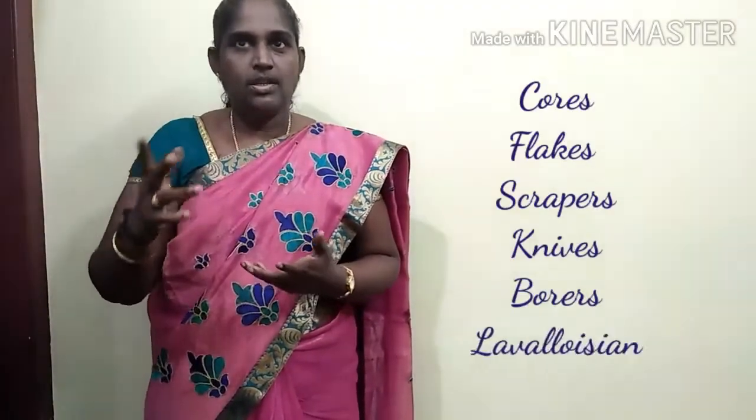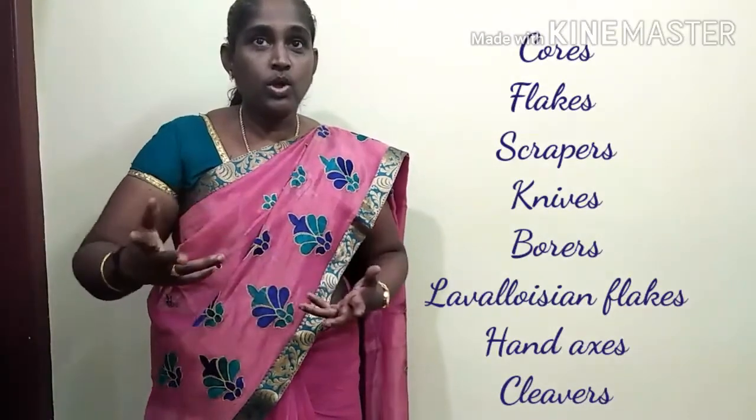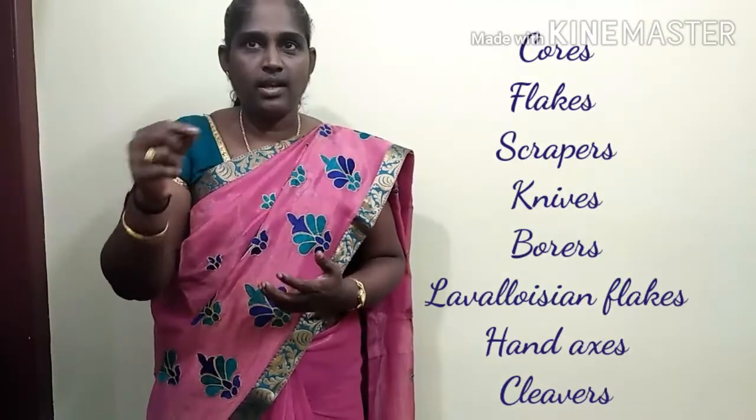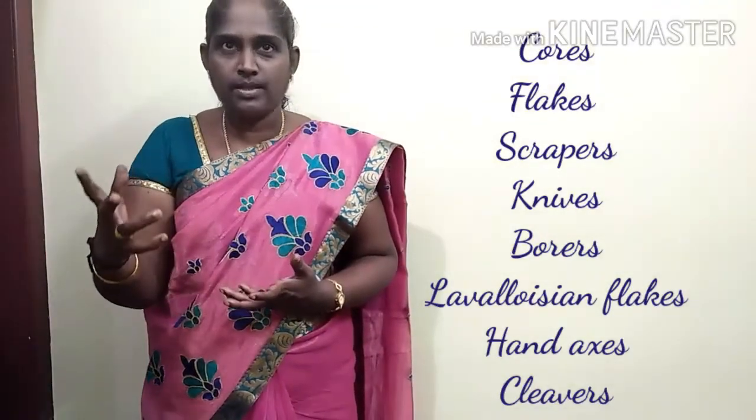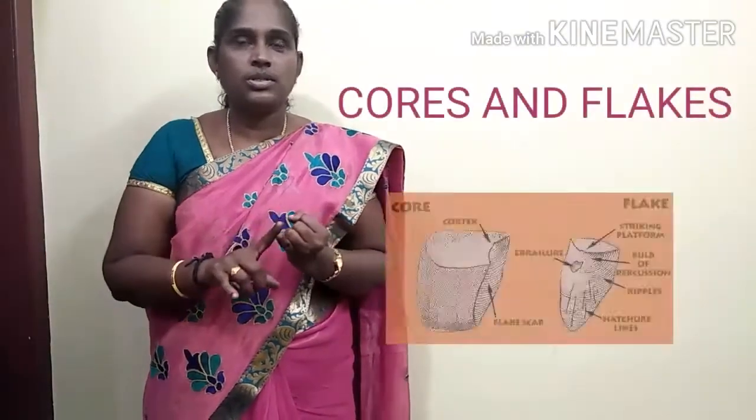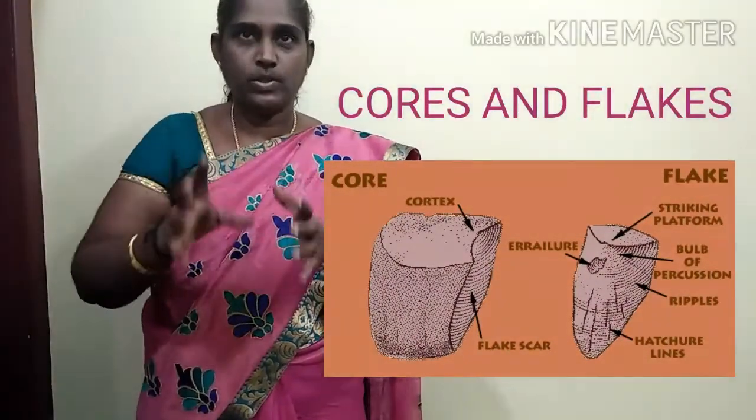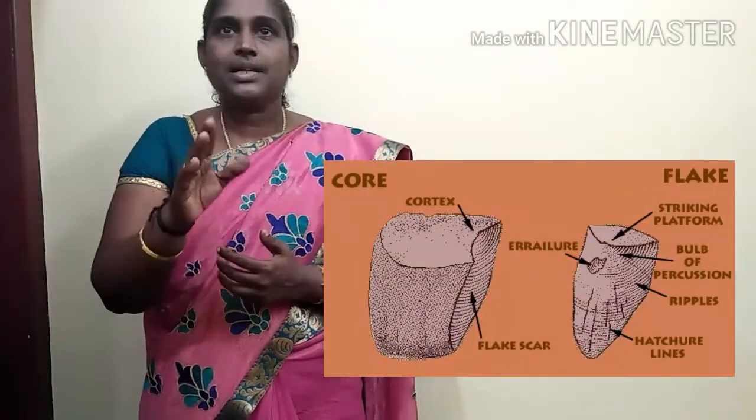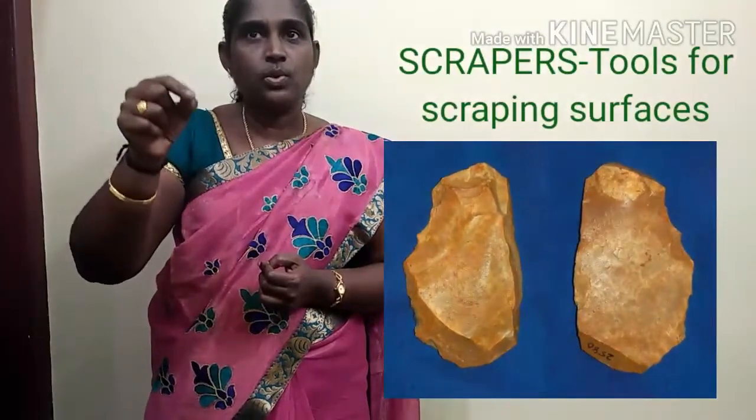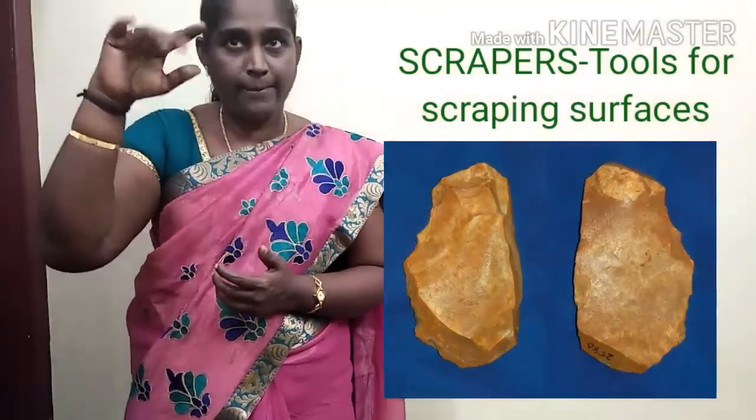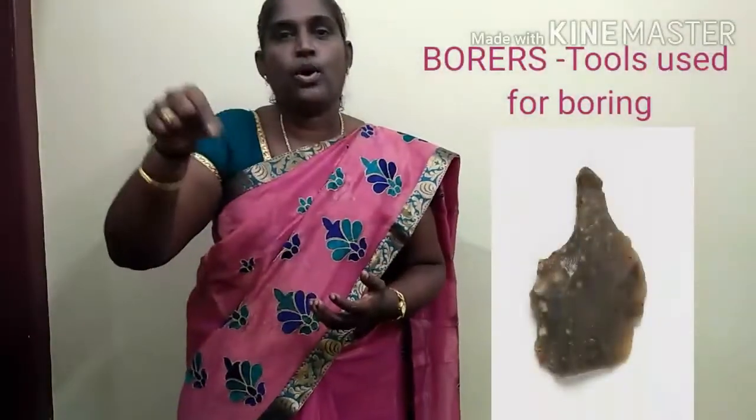Cores, flakes, scrapers, knives, bores, levalloisian flakes, hand axes, and cleavers were used by the people. One more time. Cores means a very big stone. Flakes means a small piece of stone which is taken from this core. Scrapers means tools used for scraping surfaces. Knives, you know very nicely. What are the uses of knives? Cutting, slicing, and so on. And bores means a tool used for boring.